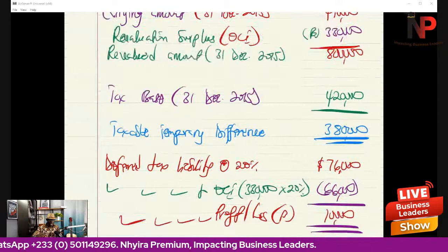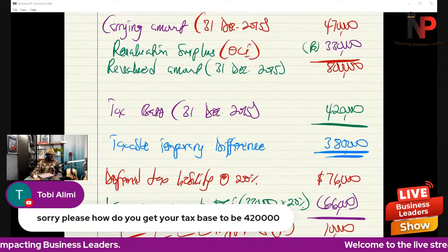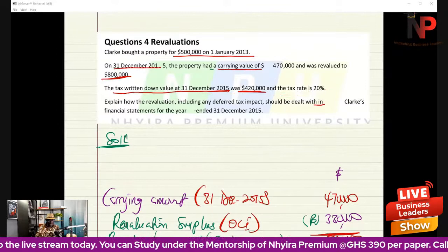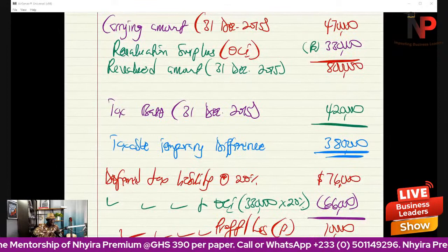I'm seeing a question coming up saying, please, how do we get the tax base to be 420,000? The question has given that to you as the tax written down value at 31st December, which is 420,000. That is directly given to you in the question. So you pick it up and you work with it.